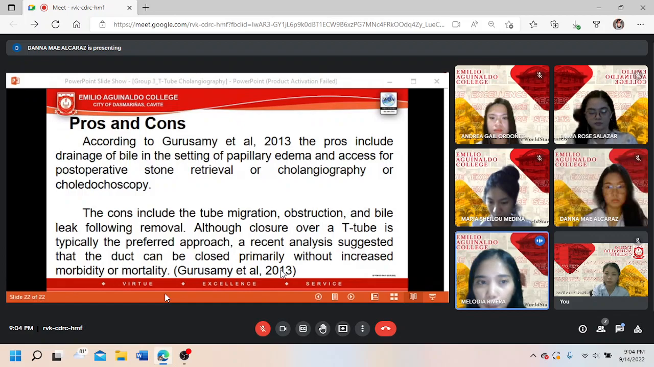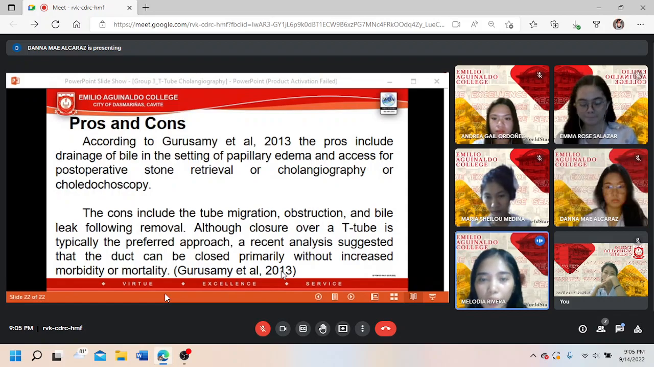Next is the pros and cons. So these are the advantages and the disadvantages of the T-tube cholangiogram. So according to Gorosami, published in 2013, yung pros daw ng T-tube cholangiogram nag-i-include daw dito yung drainage of bile in the setting of papillary edema and access for postoperative stone retrieval, or also called as the cholangiography.